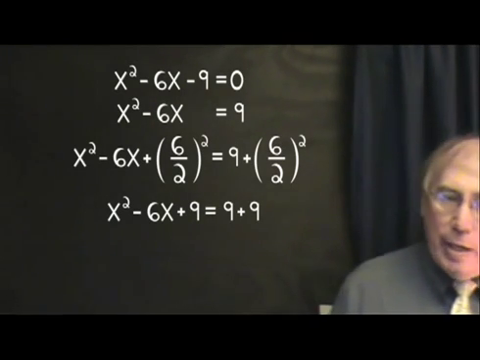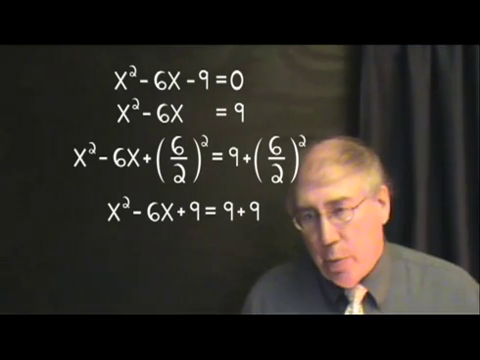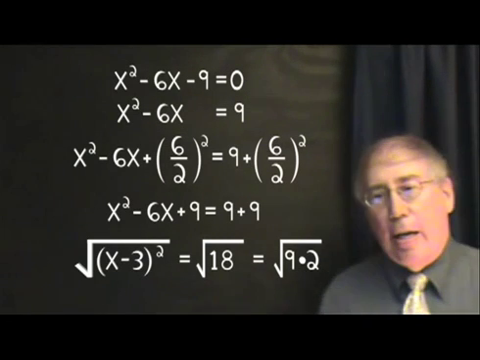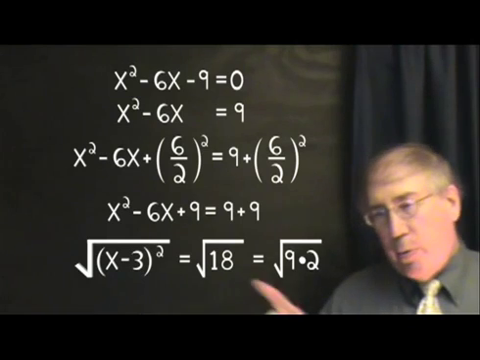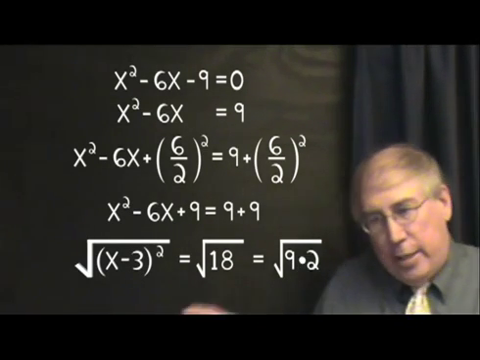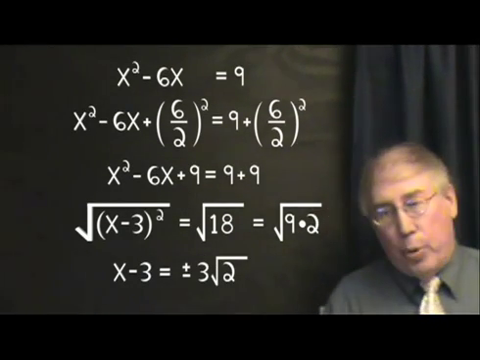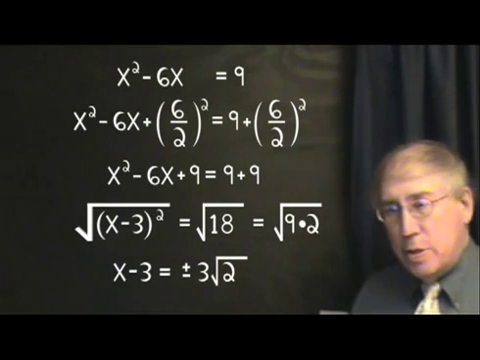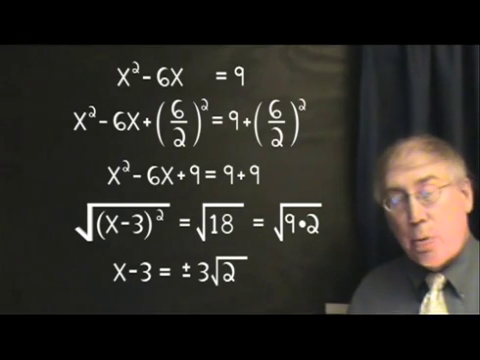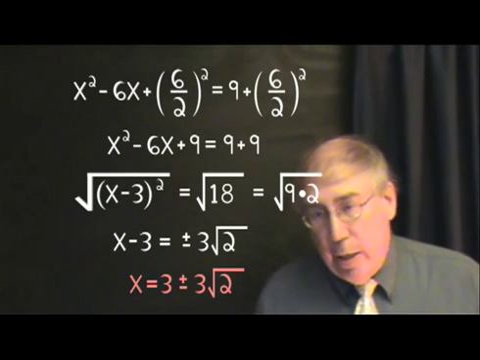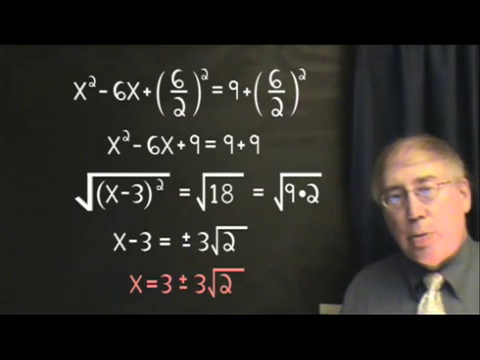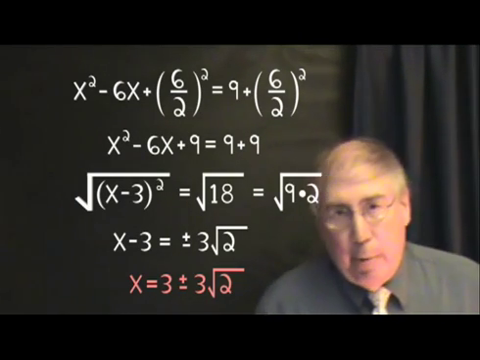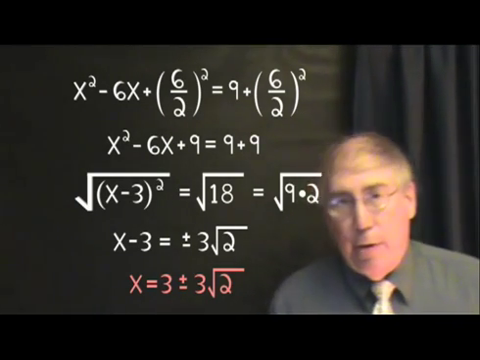So that makes the left-hand side a perfect square, and we'll get x minus 3 squared, and then we'll have square root of 18, and that's 9 times 2 underneath the radical there, and we can pull out a 3. And so we'll get x minus 3 equals plus or minus 3 times the square root of 2. Add 3 to both sides, and we'll get x equals 3 plus or minus 3 times the square root of 2. Remember, those are two different numbers there.